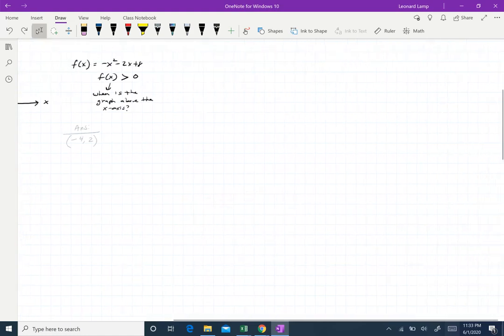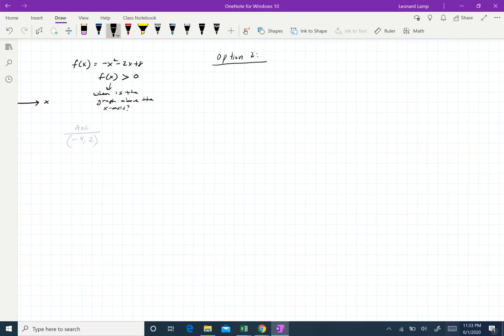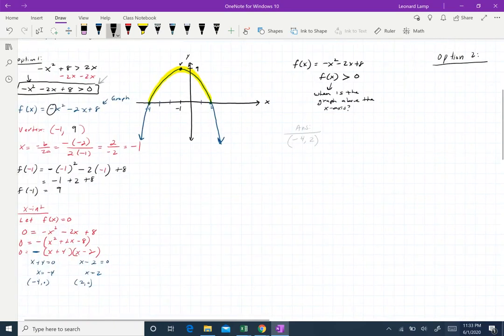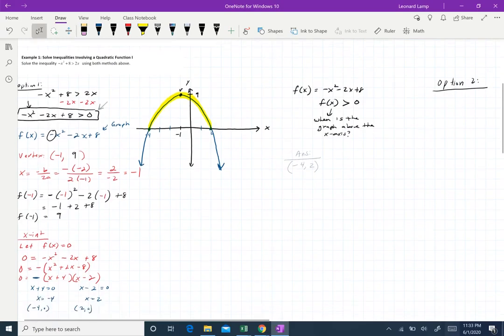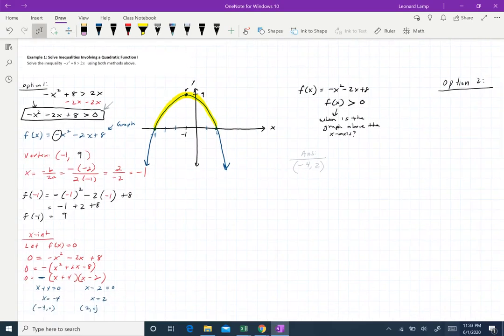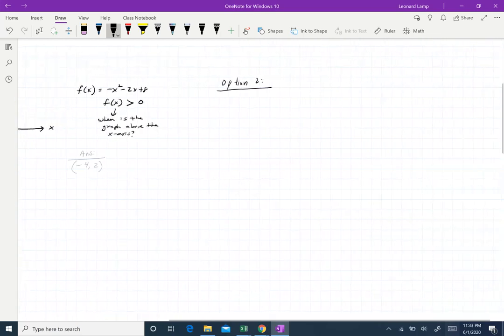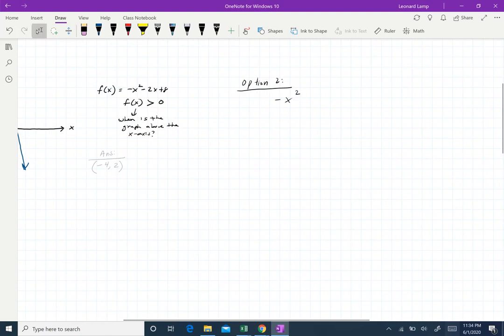Okay, so option number 2 works like this. You want to do the same exact thing: rearrange it to get one side equal to 0. I'm going to start at this position here, so I don't have to show you that step again. We already have it down to -x squared minus 2x plus 8 is greater than 0. We notice that it's going to be a parabola.